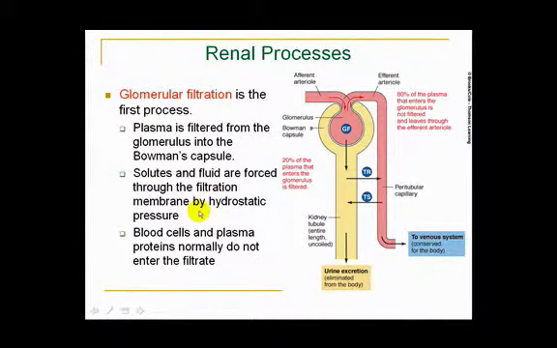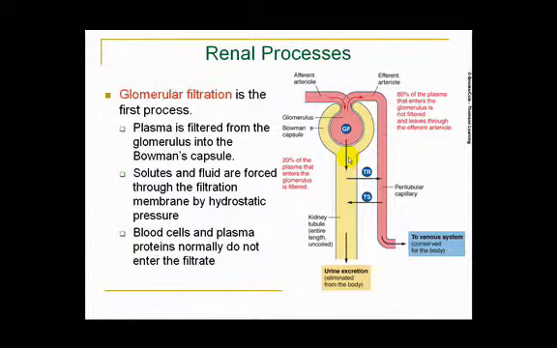Things that are too large to get through the filtration pores can't get through and be part of the filtrate. So things that are too big to get through would be blood cells. Okay, so you shouldn't find in your filtrate or urine, you shouldn't be finding white blood cells or red blood cells unless there's some type of infection. And plasma proteins shouldn't be able to get through either. So in your urine, you should never be finding red blood cells, white blood cells, or protein.